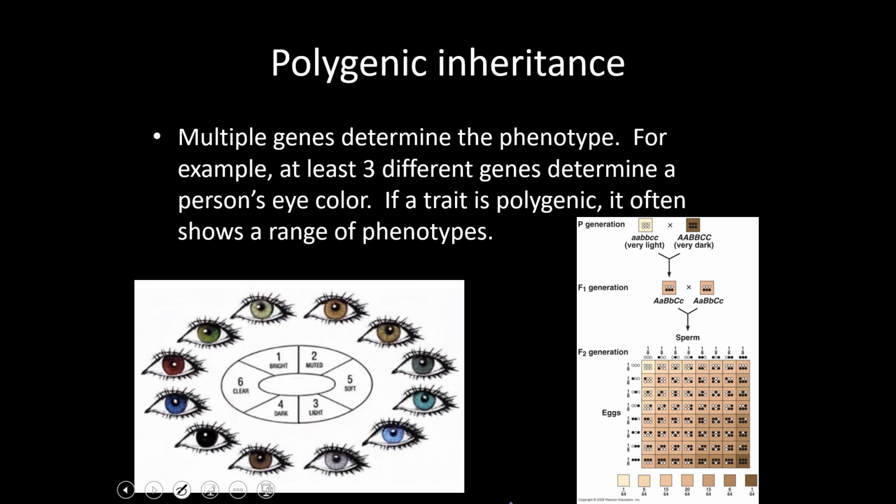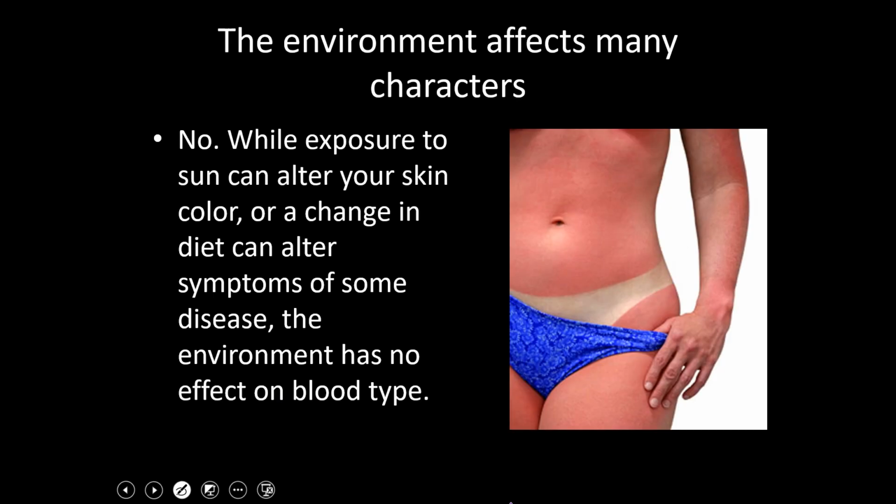That means more than one gene codes for what color you're going to be. The environment can influence some genes, but not all. So for example, her genes did not tell her to be red like that. She went out and got a sunburn, and so that affected how that was going to be. That said, there are plenty of genetic conditions where the environment plays no role at all.